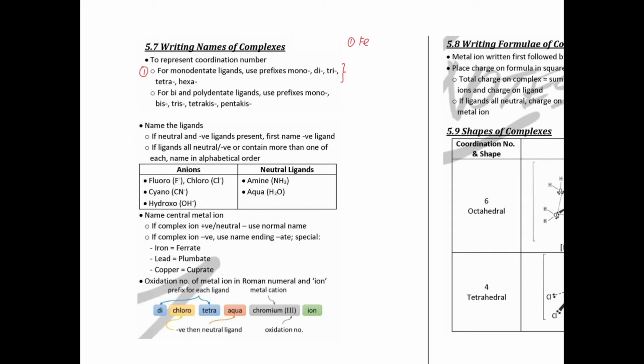Example: iron with 6 H2O. We call it hexaaqua iron 2 ion. We don't want to focus on the other part of the name first. We just focus on hexa first. So why hexa? Because there are 6 ligands here. 6 H2O, and H2O is the ligand. 6 of them. So that's why we call it hexa.